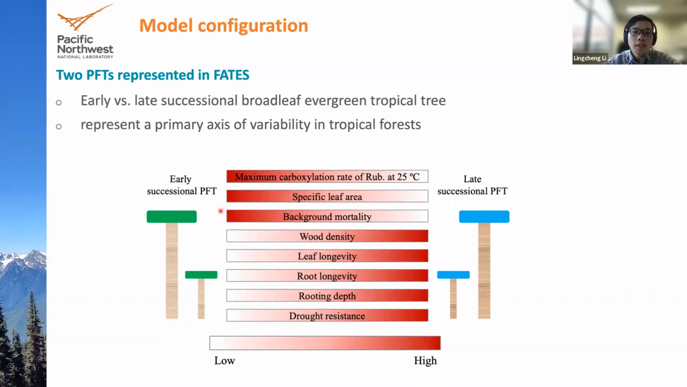Early and late PFTs have different trade-offs between their traits. For example, the Vmax, which controls the photosynthesis rate, of the early PFT is larger than that of the late PFT, and the specific leaf area and background mortality are also larger for early than late. This means that if you have a larger Vmax for the early PFT, it can grow faster than the late PFT. However, the early PFT also has larger background mortality, which means it can die more easily than the late PFT.